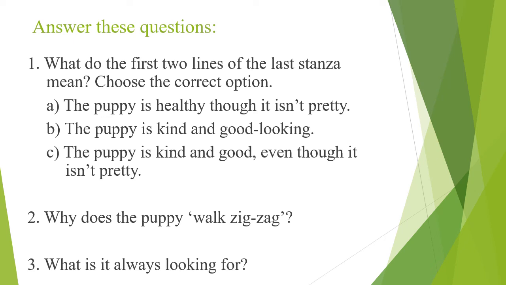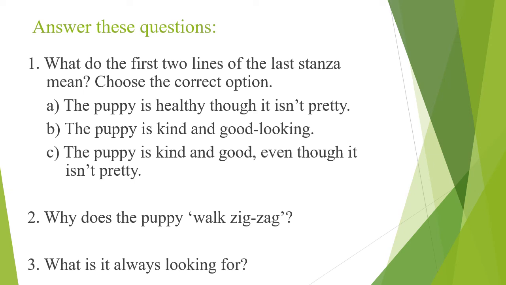Question number 2. Why does the puppy walk zigzag? Remember, in the first stanza, the poet says that the puppy walks zigzag. Why does the puppy walk that way? Find out the answer. Got it? Very nice.